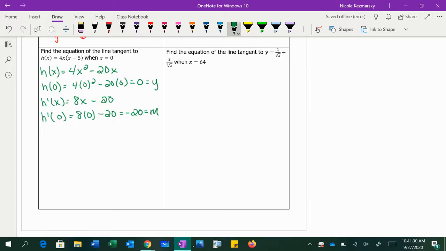So I've got all my pieces. I'm going to put them in place. I'm going to say y minus my y value, which was 0, equal to my slope, negative 20, times x minus my x value, which was 0. So I have y equals negative 20x. Okay. Next example.